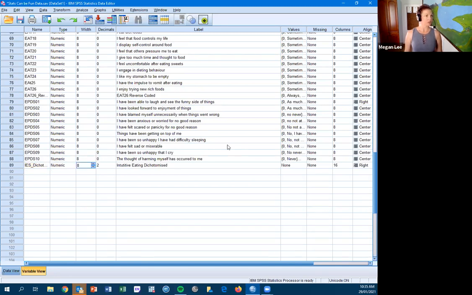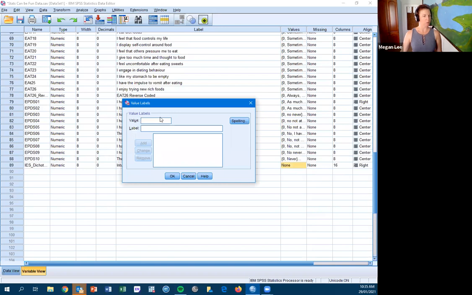Make sure that everything's right. We don't need more. It's dichotomized. Then we need to go into the values and tell SPSS that we want to nominate number 1 as those who are non-intuitive, and we want to nominate number 2 as our intuitive eaters. That's not spelled right, but that's okay.